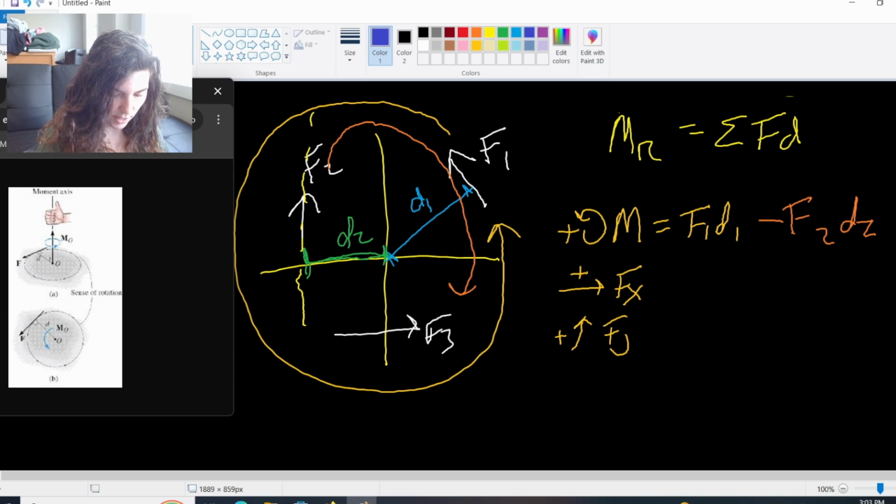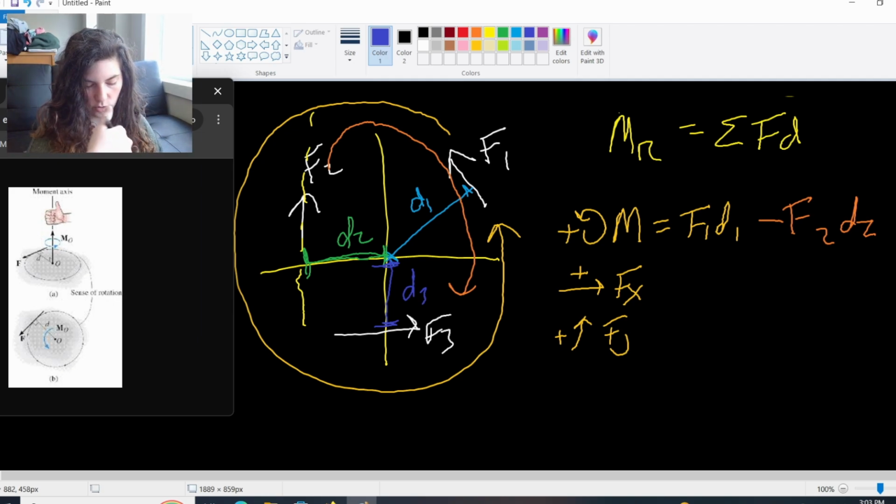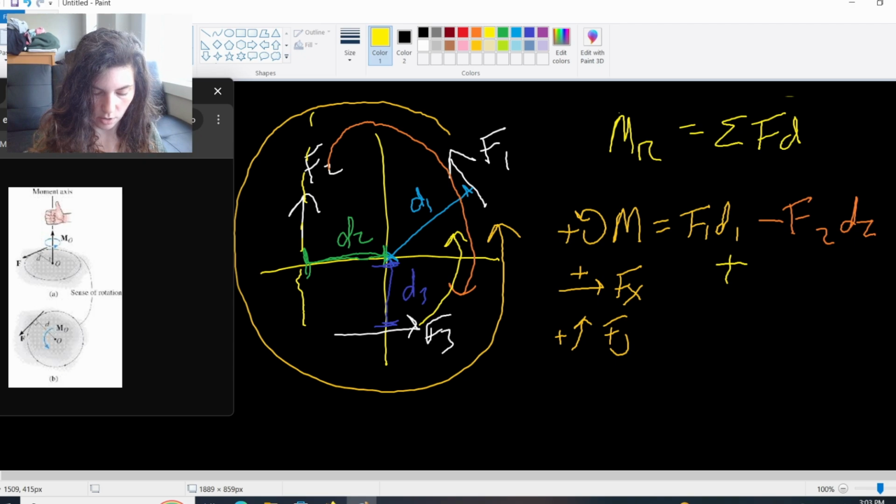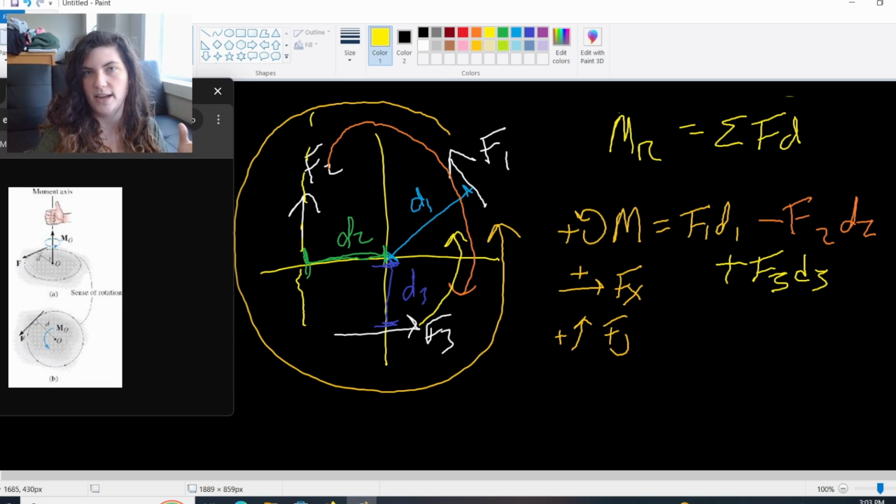And then finally, I have this distance here, perpendicular to F3, this D3. Again, if I curl around where my thumb is the point that we're interested in, right? And I'm curling around, I see F3 around point O here is going to be counterclockwise. So it's going to be plus F3 D3. So that's what determines our signs in a moment. It's not whether the x's and y's are positive necessarily. It's going to be whether it is clockwise or counterclockwise.